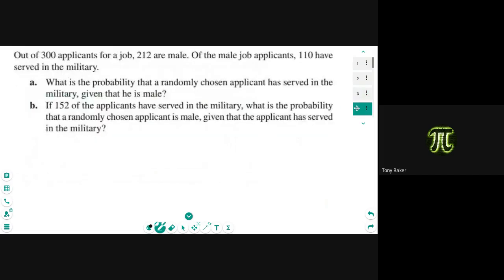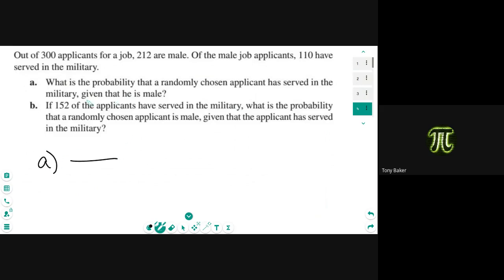Let's look at another one. This one's not a table, so it might be a little bit easier with fewer numbers. Out of 300 applicants for a job, 212 were male. Of the male job applicants, 110 have served in the military. What is the probability that a randomly chosen applicant has served in the military given that they are male?